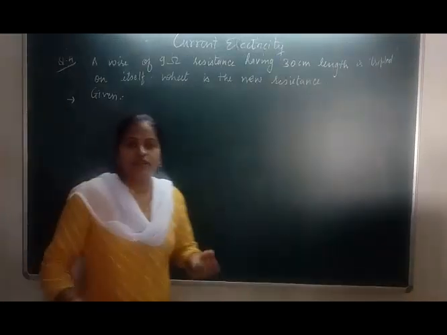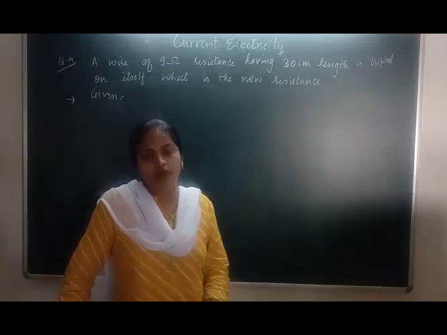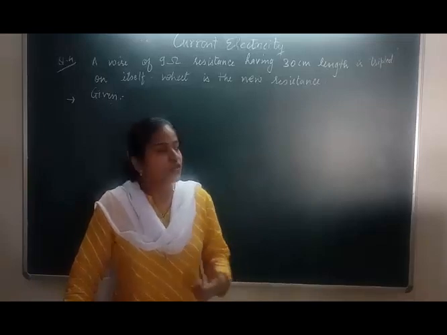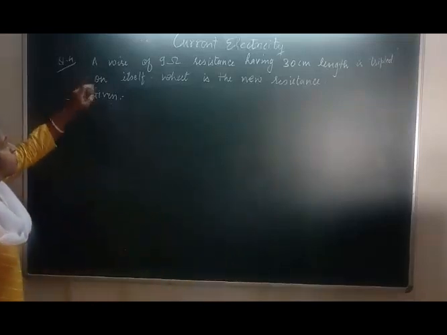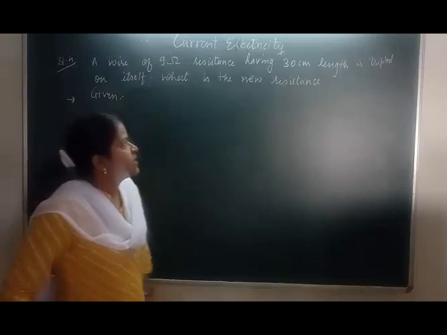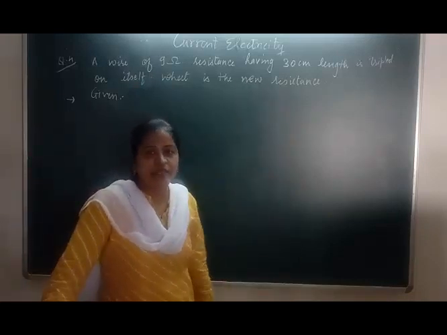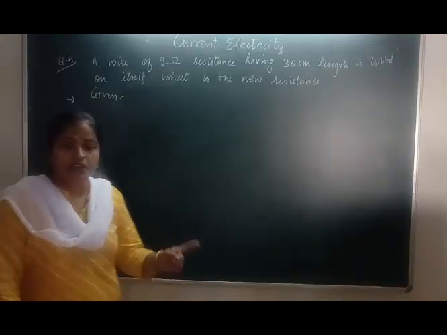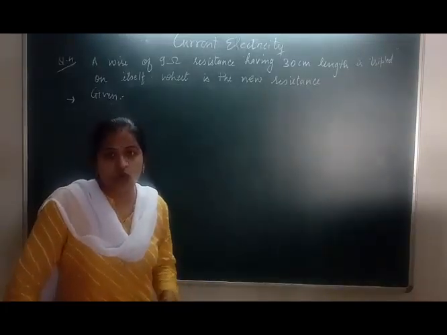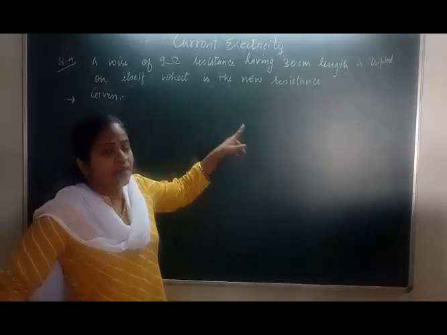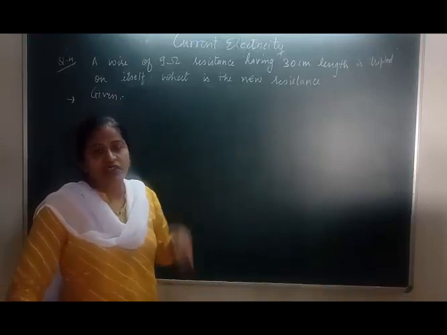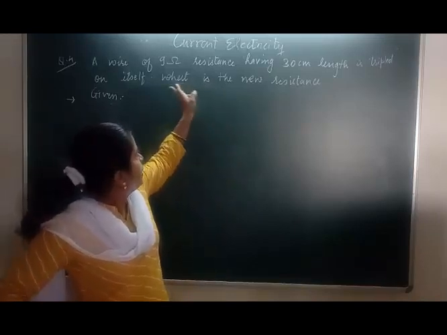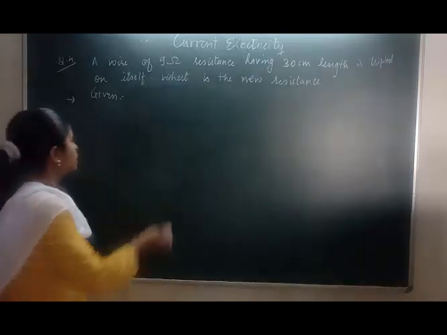Students, we will be taking one more problem based on the same formula, that is based on the resistivity. So here is one more question for you. A wire of 9 ohm resistance having 30 centimeter length is tripled on itself. The length of the wire is tripled. So here the wire has been tripled, so the area of cross section also becomes one third. What do you need? The new resistance.